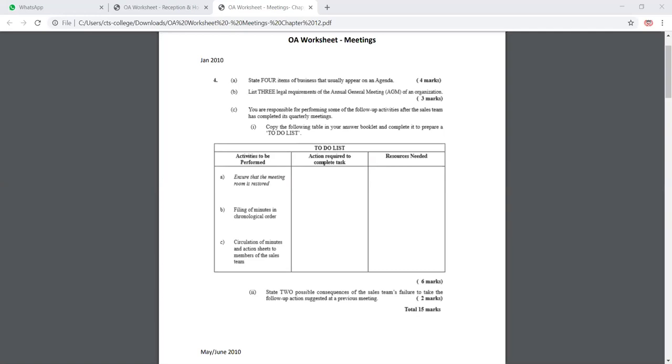Resources needed. So if you need to put back everything in its physical, original place, what would be the resources needed there? Human. Very good. So remember in one of the chapters where we said that human resources are referred to as the people in the company. So the resources needed for A would be human resources or people. Because you would need people to put everything back in its original place. You would also need your cleaning staff to restore the room as well. And that's the answer for the first one.